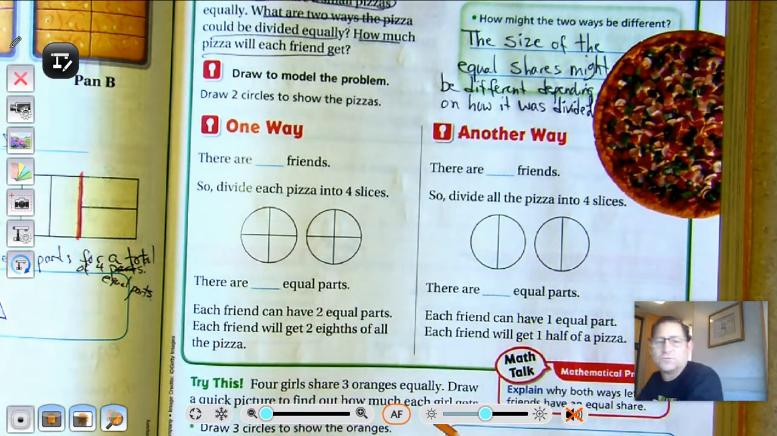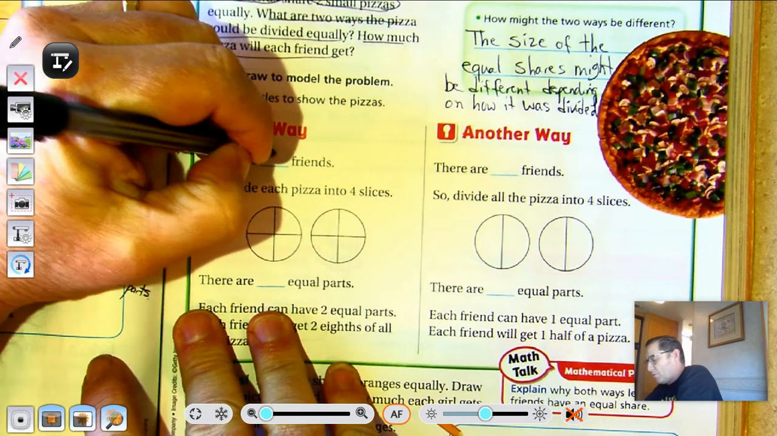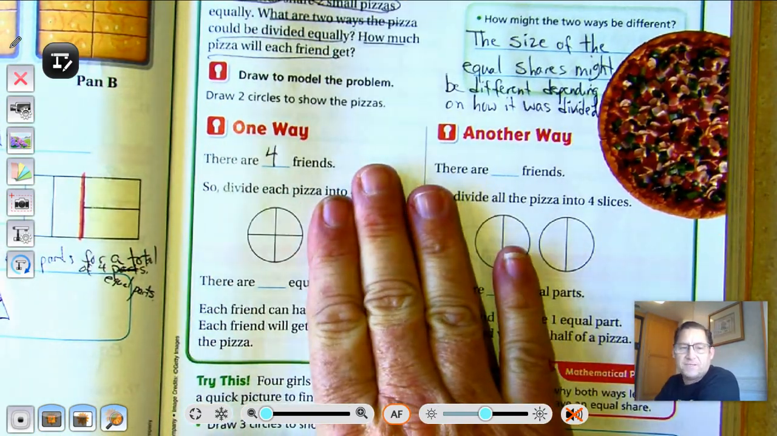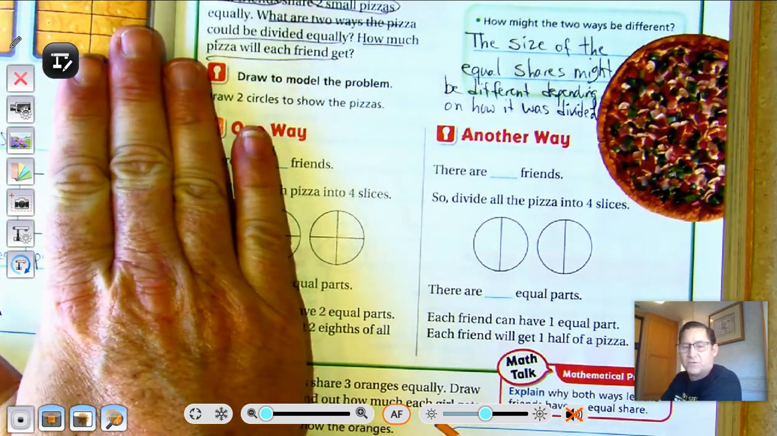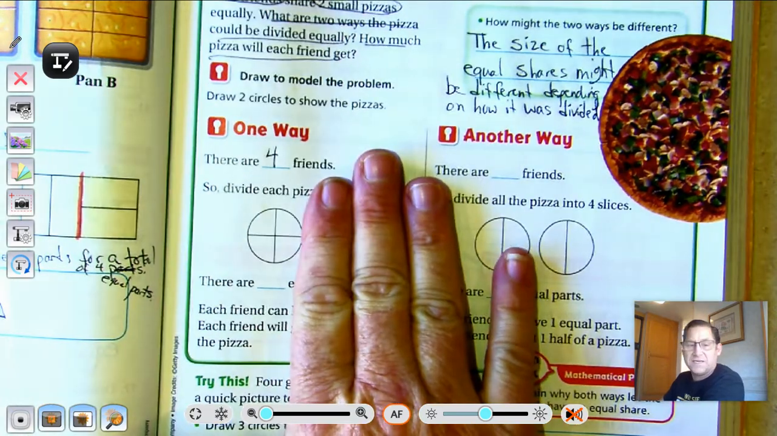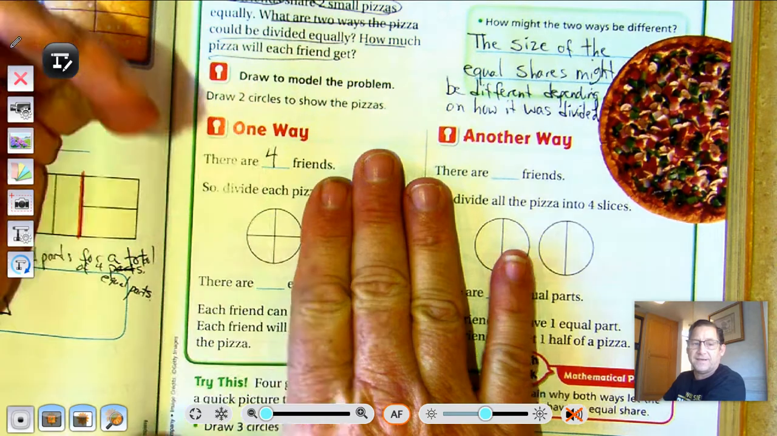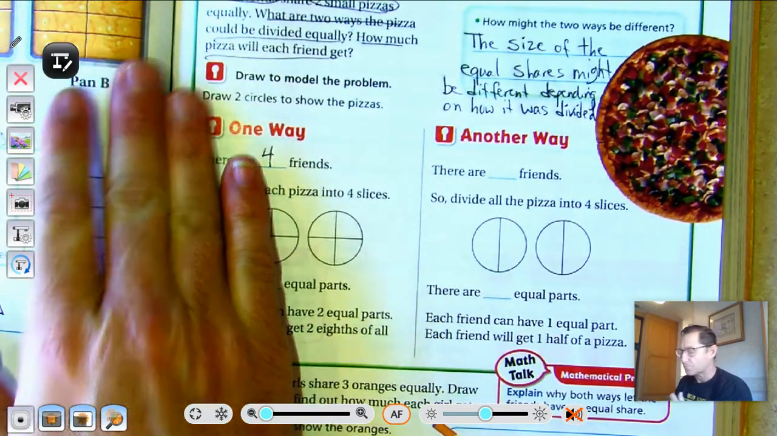And it says, one way I can do it is to draw 2 circles to show the pizzas, all right? And then there are 4 friends. So they're saying that, well, one way I can do that is divide each of the pizzas into 4 slices, okay? So in other words, we're going to share one pizza each with 4 friends, and then we're going to get a second pizza, and we'll share that also with 4 friends, okay?